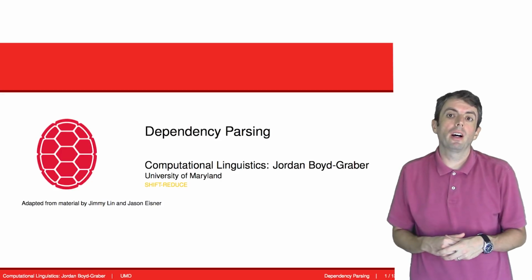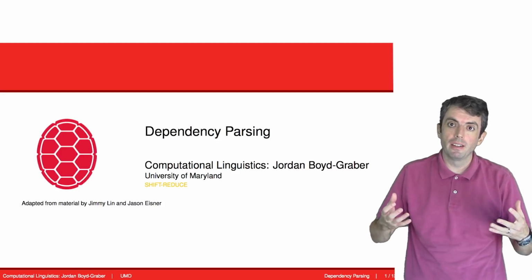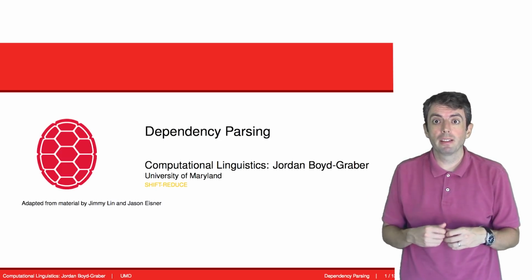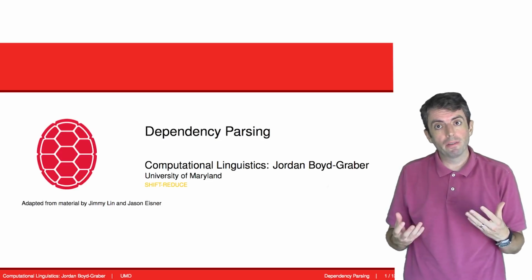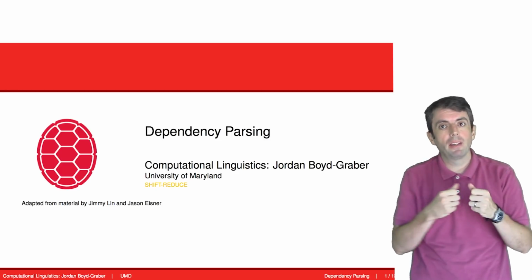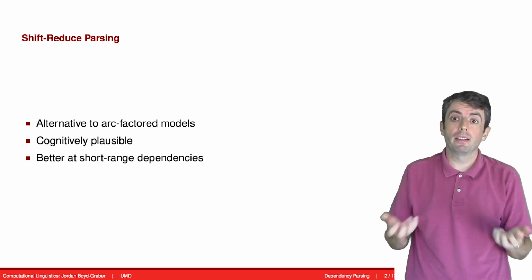We're going to continue talking about dependency parsing, but instead of building the parse from the bottom up using chart parsing like we talked about for constituency grammars, we're going to look at a different formalism where we draw the edges between words as we go along the sentence. This is not only efficient, but it's also cognitively plausible.